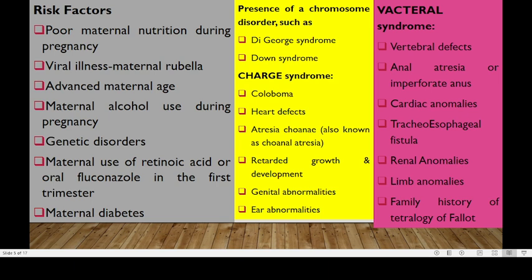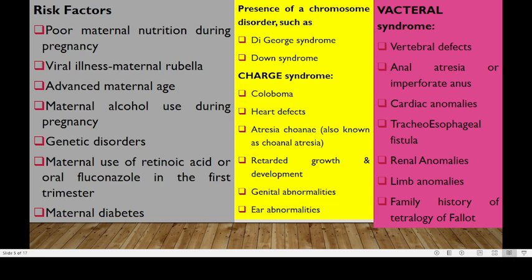So we have several risk factors that could increase the risk of someone developing this condition, like poor maternal nutrition during pregnancy, viral illness, especially maternal rubella, advanced maternal age, maternal alcohol use during pregnancy, some of the genetic disorders, and maternal use of retinoic acid or oral fluconazole in the first trimester, along with maternal diabetes, will predispose this patient to developing tetralogy of Fallot.